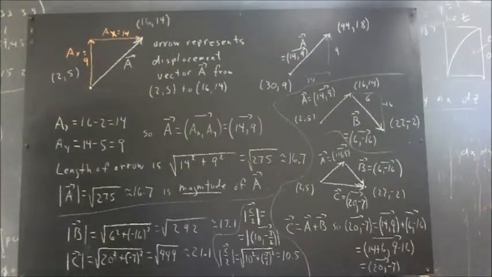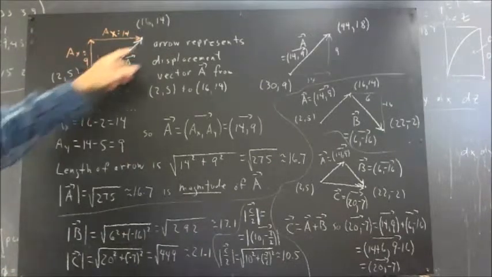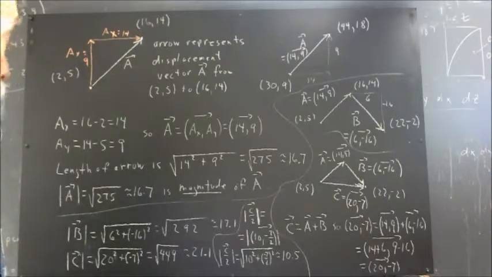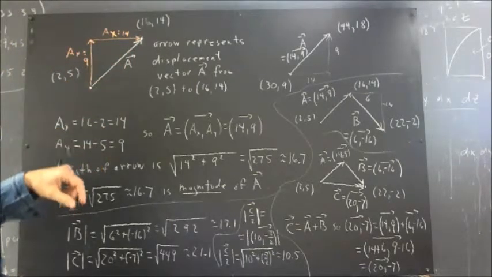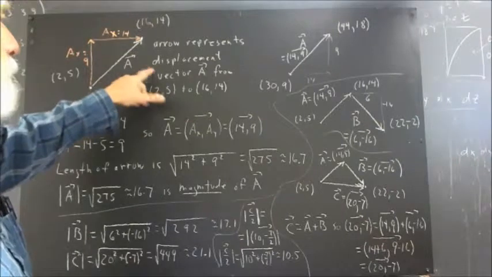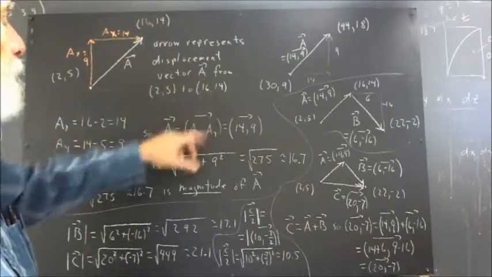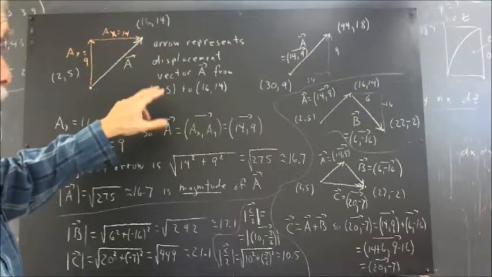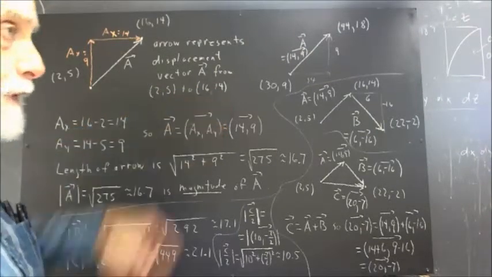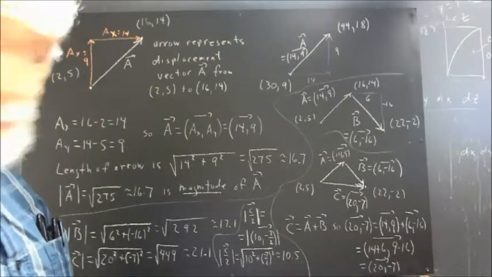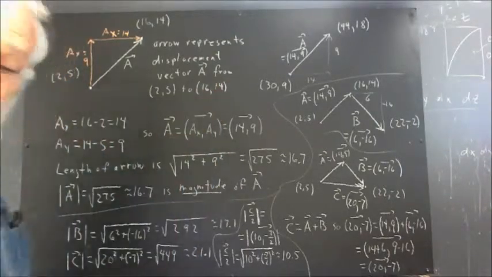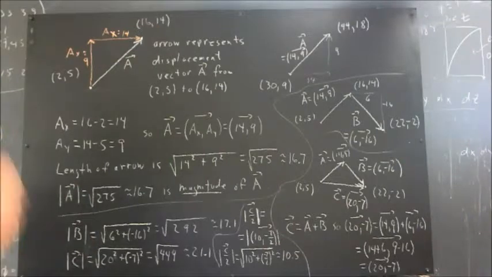Okay, this arrow, which we call A, we put an arrow over it to make it a vector, to indicate that it's a vector. This arrow represents a displacement vector A, and that displacement vector will go from the point (2, 5) to the point (16, 14). Now, we want to know what the components of that displacement vector are.